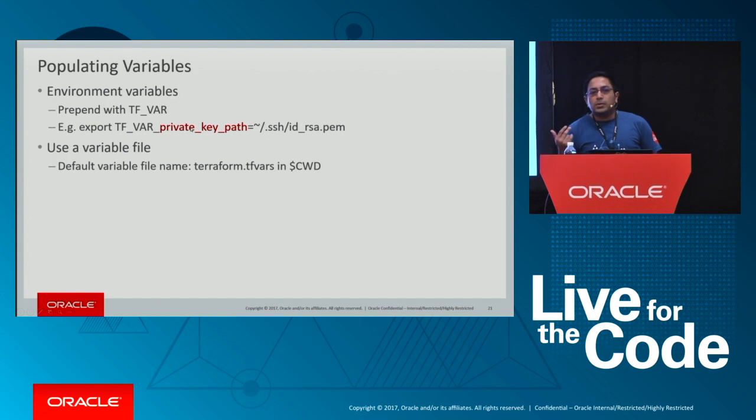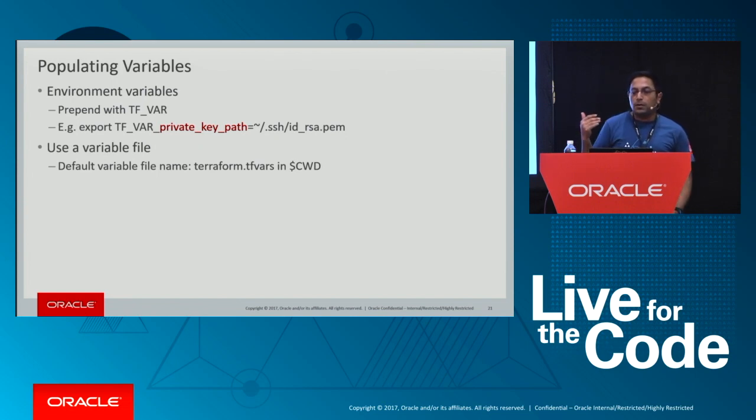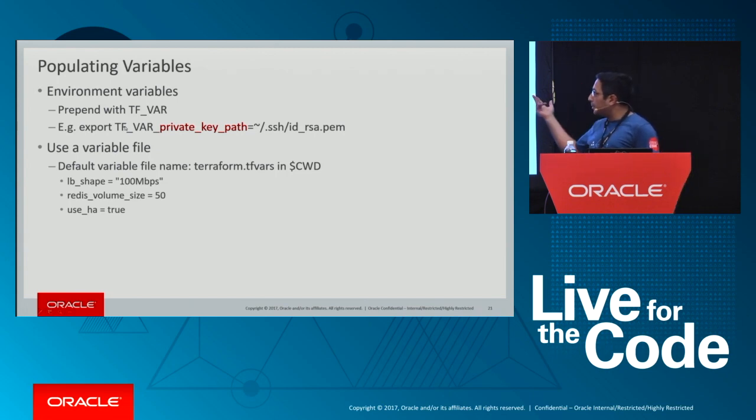Otherwise, you can use a variable file. By default, it will look for a file called terraform.tfvars in the current working directory. This file will contain the list of variables. For example, the load balancer shape is 100 megabytes per second, the volume size is 50, and whether you want to have an HA here or not, right?